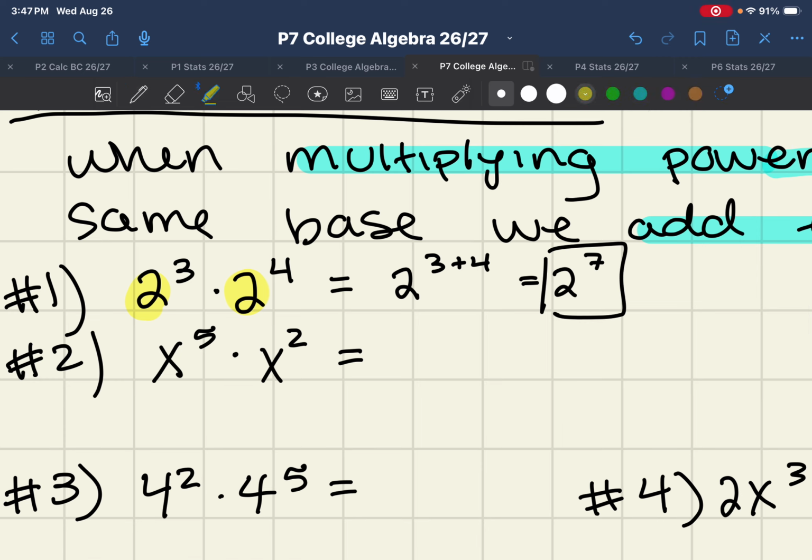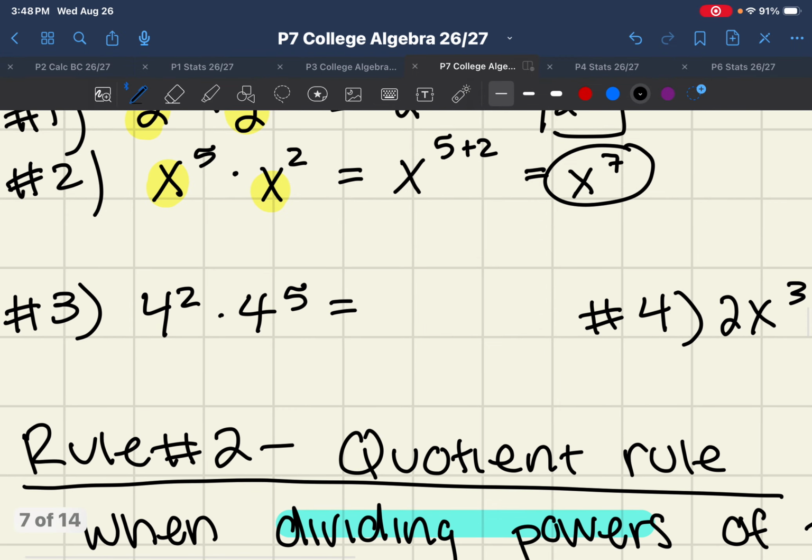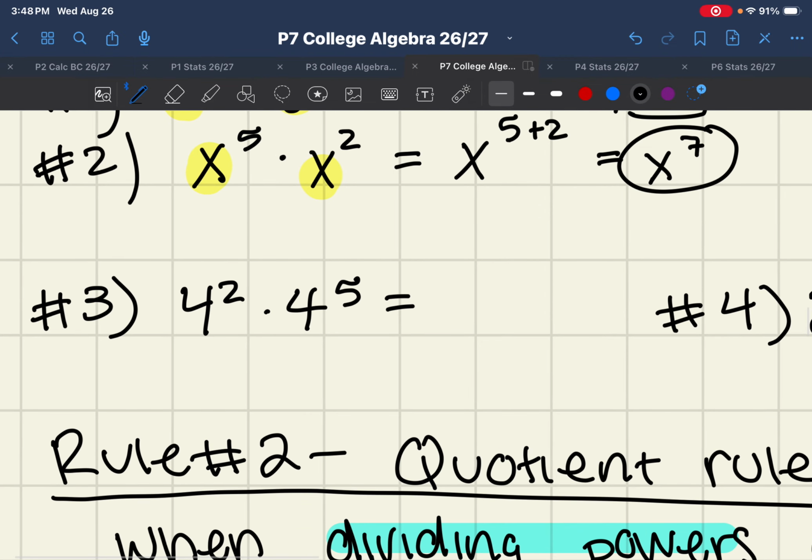Okay, same with the x's. They both have a base of x, so I'm going to add the exponent since they're multiplying. This becomes x to the power of 5 plus 2, which is x to the 7th power. Okay, next example, we have 4 squared times 4 to the 5th. 4 is the common base. We're multiplying, so I'm going to add the exponent. So this is 4 to the 7th power.